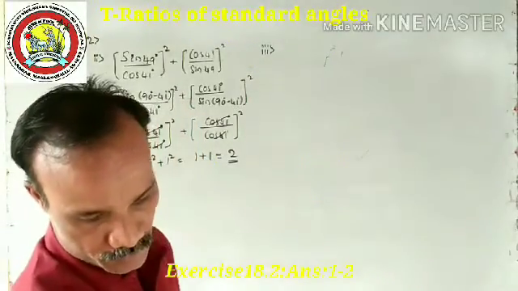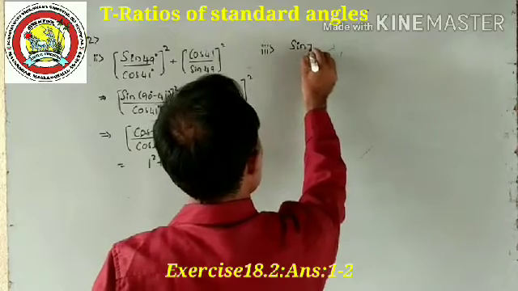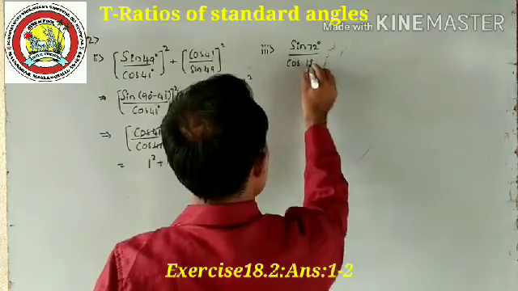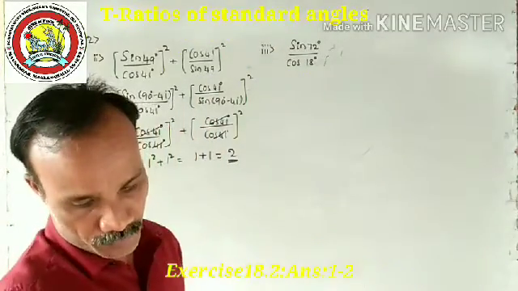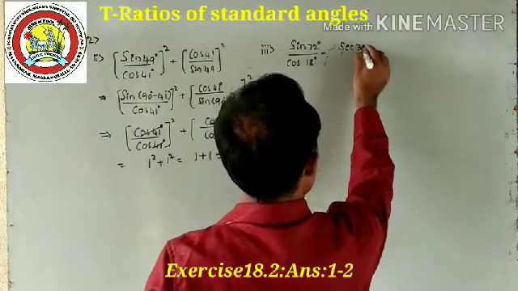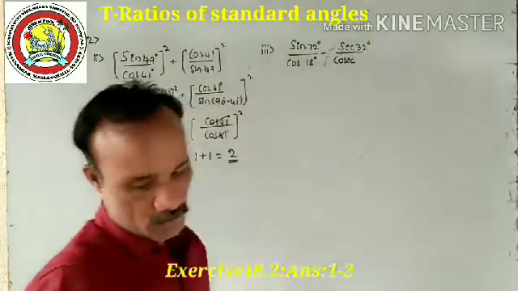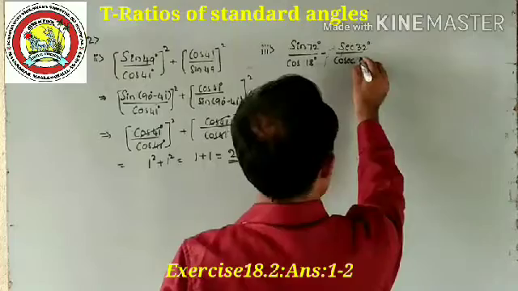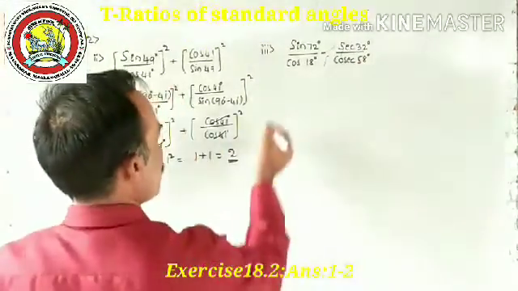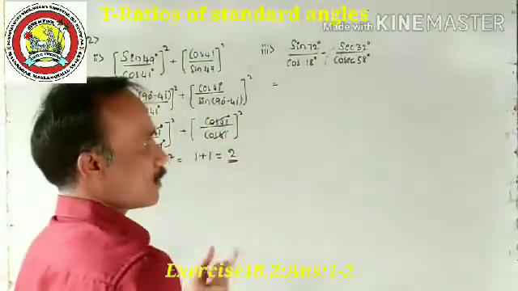Second main, third question. The question is sine 72 degrees divided by cos 18 (sine changes to cos, difference 18), minus secant 32 degrees divided by cosecant 58 degrees (secant changes to cosecant, 90 minus 32, that is 58 degrees). Okay? Yes, very simple. These two are same, 1. So these two are same, 1 minus 1, answer 0.